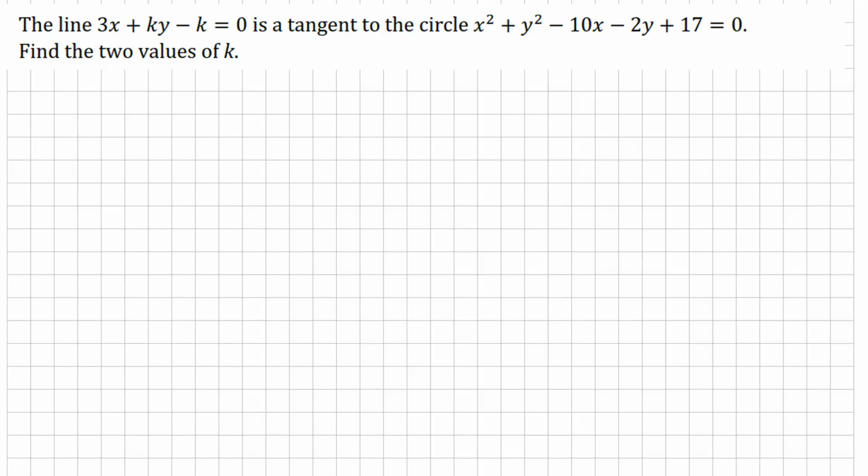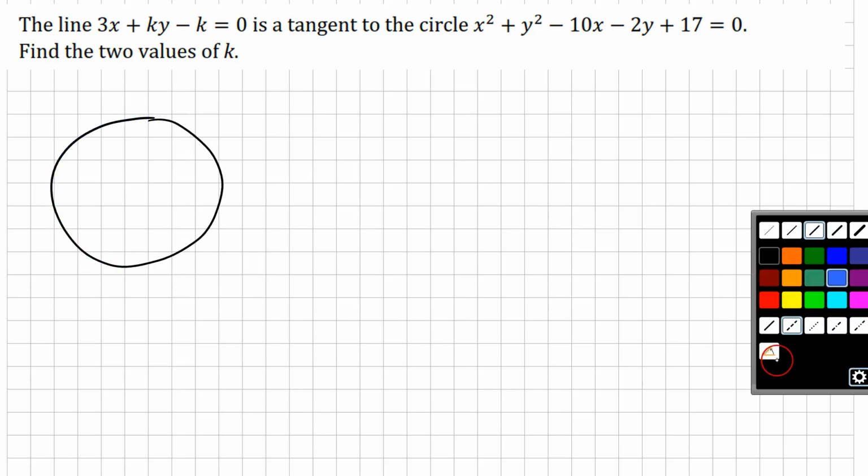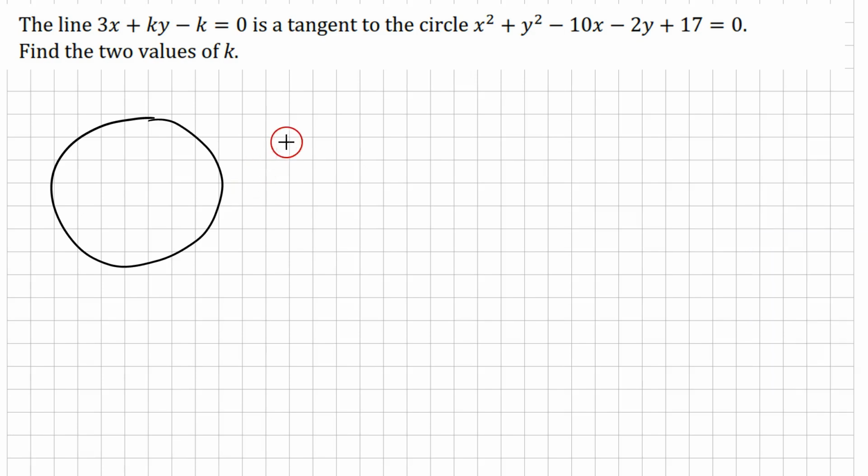Okay, so in this one here we have the same as the last example. So we'll draw our situation. So we have a circle and we have two tangents, and the tangents are again parallel to each other. Okay, and the equations of our tangents are 3x + ky - k = 0. And they're both the same, and the only thing that's differentiating between them is the fact that they have a different value of k. Right, and what do we know then?